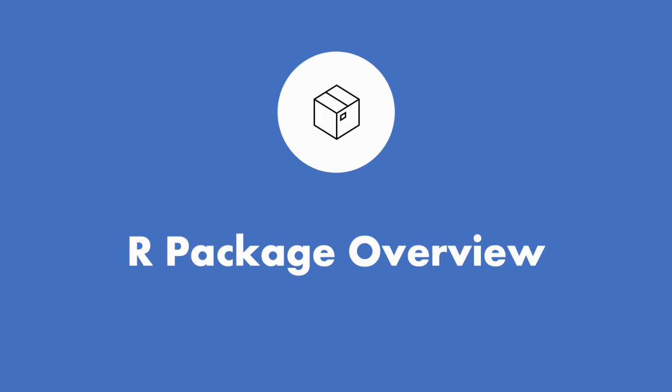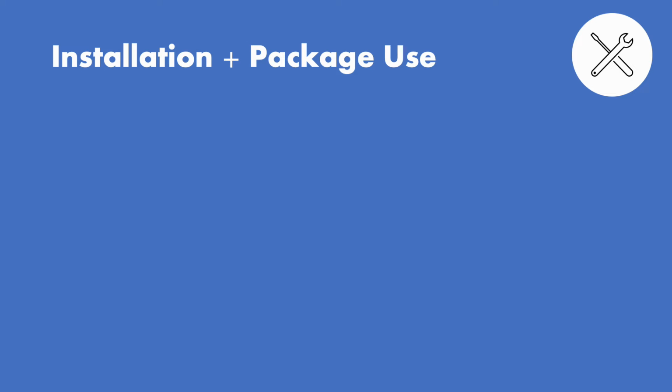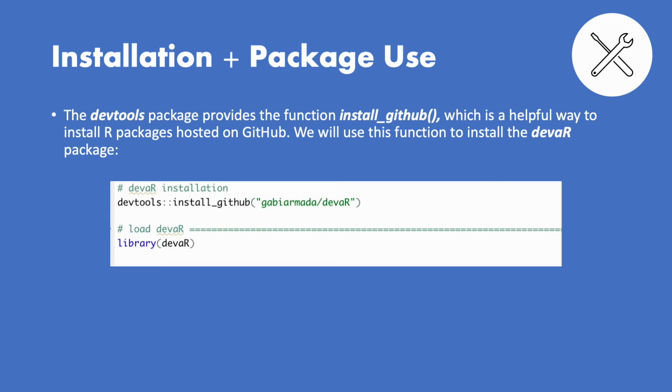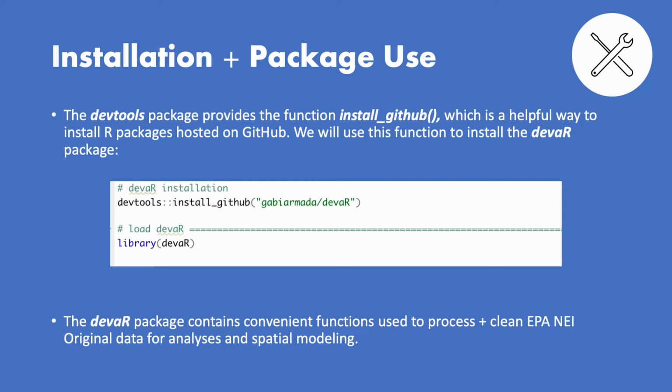Now for the R package overview, I will be going over all of the functions and data contained in the package, as well as how we implement them in our research. Starting with installation and package use. The devtools package provides the function install_github, which is a helpful way to install R packages hosted on GitHub. We will use this function to install the devaR package. You call install_github with my GitHub username/devaR, and then we use library to call in the package, as you would any other R package. The devaR package contains convenient functions used to process and clean EPA NEI original data for analyses and spatial modeling.